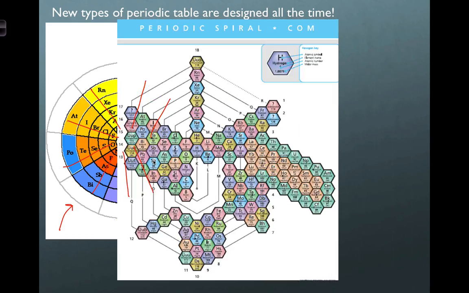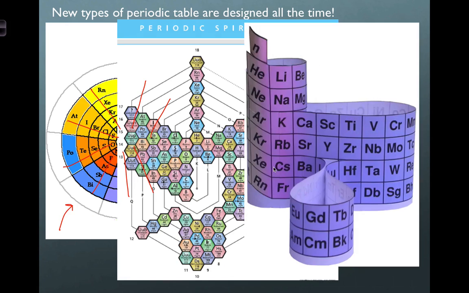There's even some attempts to make it look like this one here. So this is a spiral type of formation that eventually might wind up in something like 3 dimensions like this. So we're constantly on the lookout for better ways to arrange and possibly look at the periodic table. All of these are works in progress, but they have to follow the rules where valence electrons should be the same, which dictates their chemical properties.